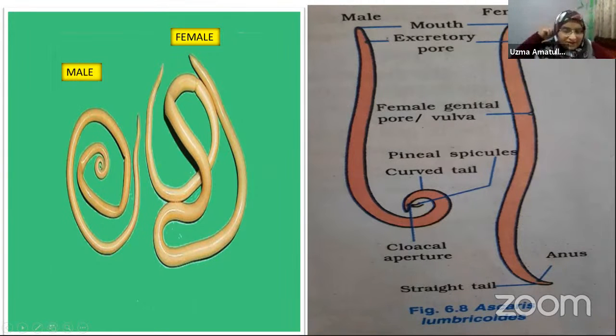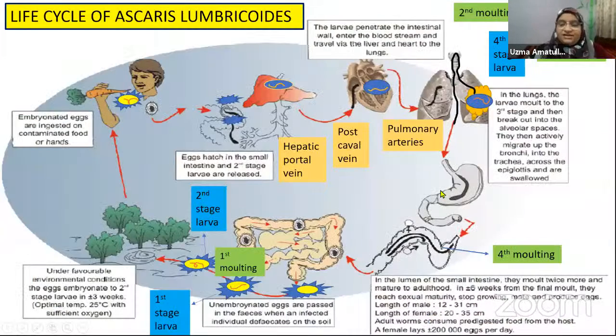Now the life cycle: the male and the female copulate in the small intestine. The female lays eggs, which will be in the soil. In the soil, molting takes place. First molting, then it will transform into second stage larva, rhabditiform larva. Through contamination, it enters into the body of the host, from the intestine into the intestine.